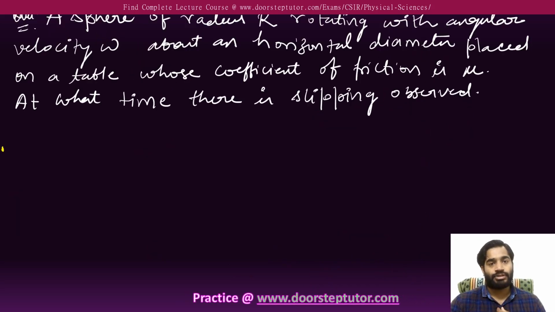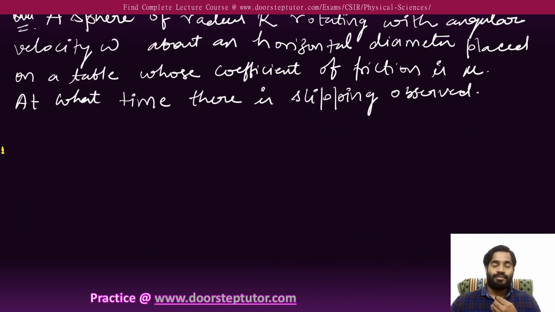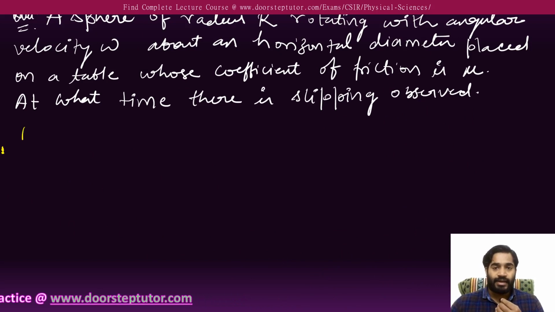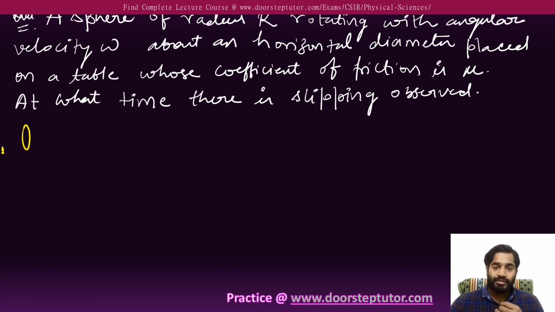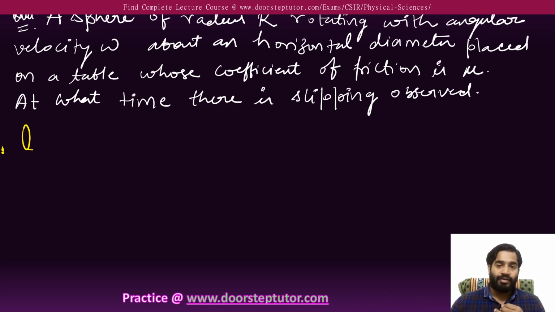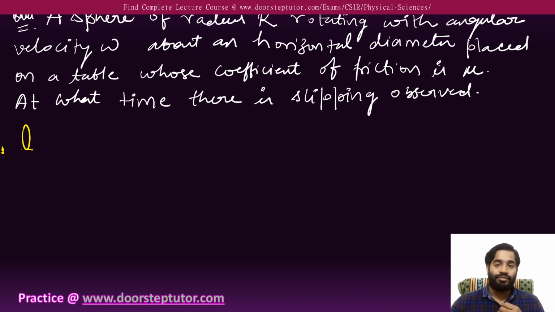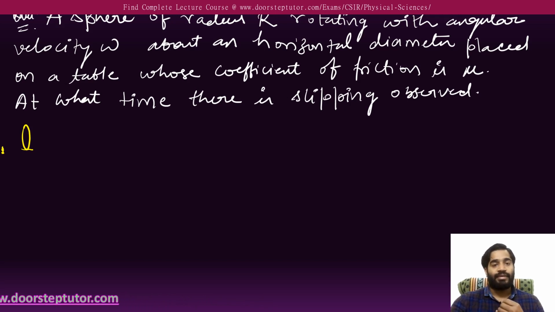This is the question. A solid sphere of a certain radius is rotating with an angular velocity about the diameter. It doesn't matter that it's about the diameter, because the sphere is identical in shape, so whenever it is rotating, it is always about the diameter. Then the sphere is rotating over a table with friction, and the friction has a coefficient mu. At what time is the slipping observed? So we want to know the time where the slipping is observed.